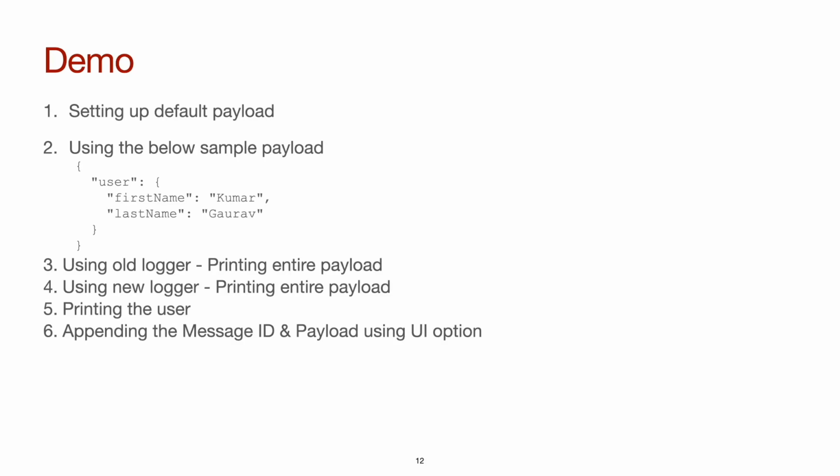Now let's see what's all we are going to cover in our demo. We'll set up the default payload in the log mediator with sample values over here. We'll print the logs via the old logger as well as the new one. We'll see the difference accordingly, and we'll print the specific element of the payload to include the message ID and the payload using the UI option.